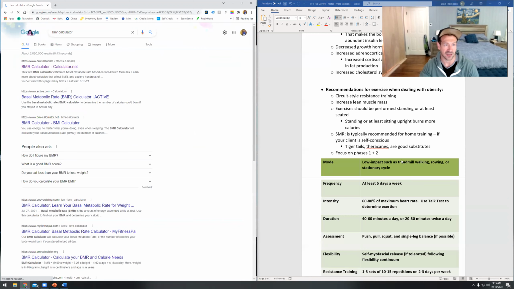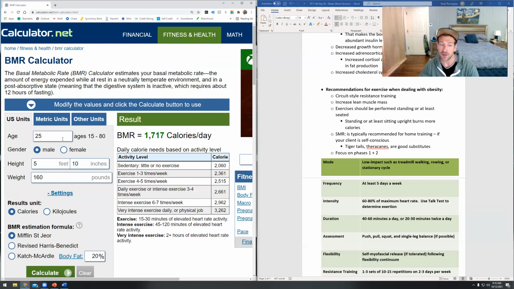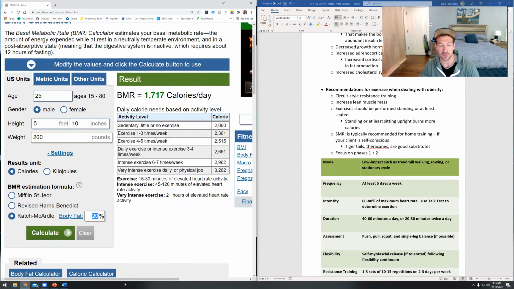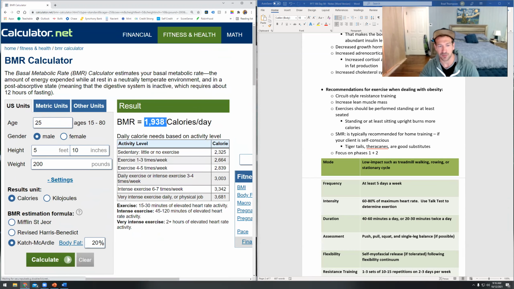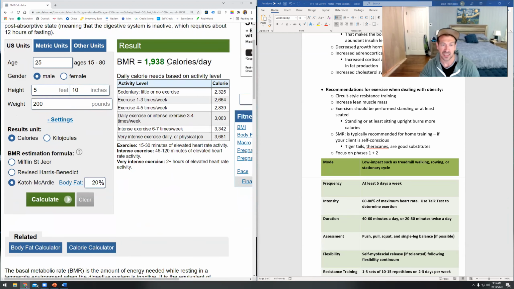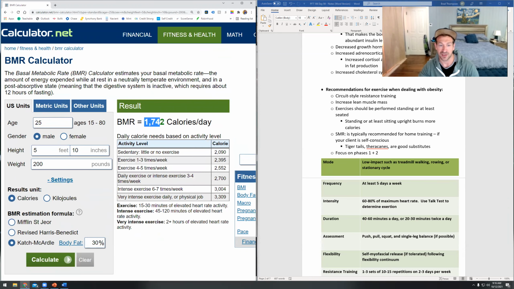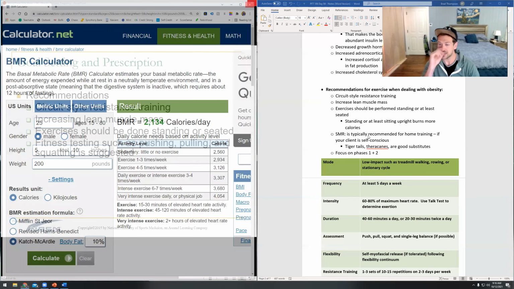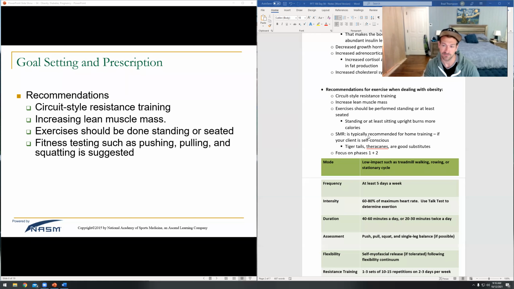Let's go to a BMR calculator here. You'll notice I'm going to use the body fat percentage version. So I'm going to put in a client who's 5'10", 200 pounds with 20% body fat. If I hit calculate here, they're burning about 1,938 calories per day. But if I had them at 30% body fat, they are only burning 1,742. So that's about a 150 calorie difference, close to 200 calories between those two. And if I said they had 10% body fat, it's crazy. They're up to 2,100 calories a day at baseline, before they do anything. That just goes to show you what muscle does for us.